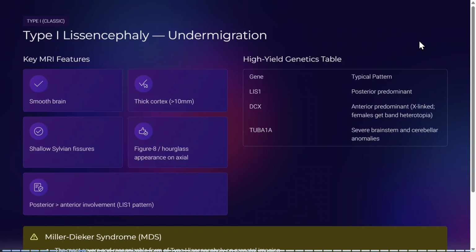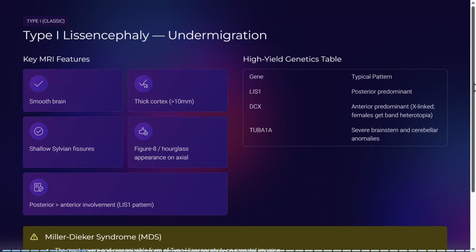So this is smooth brain, thick cortex, shallow sylvian fissures, figure of eight or hourglass appearance on axial imaging, and the posterior cortex is more involved than the anterior cortex. These things are important for MCQ points and sometimes for distinguishing while reporting as well, so this is important.